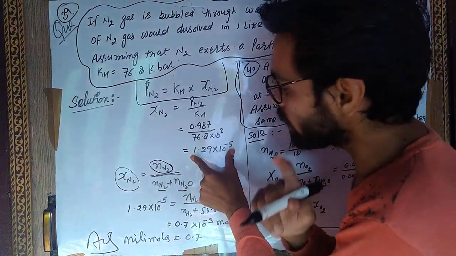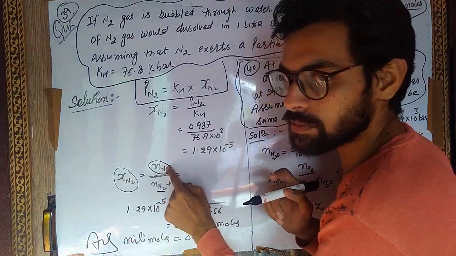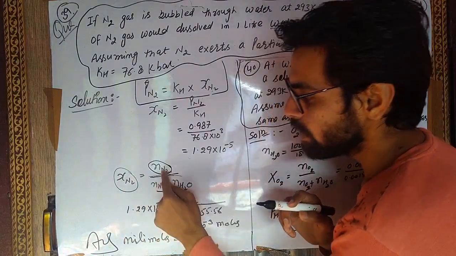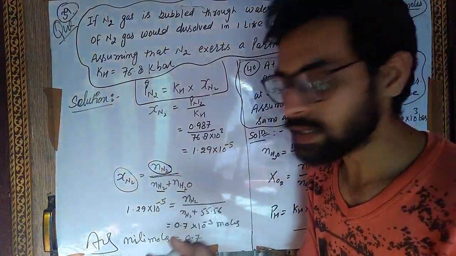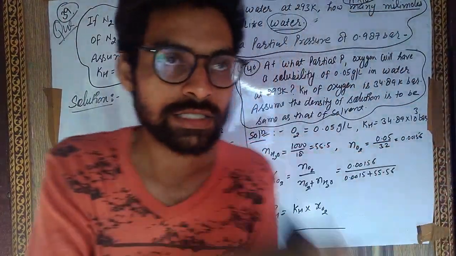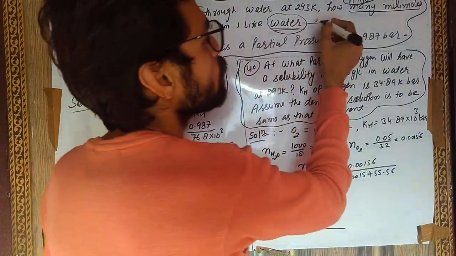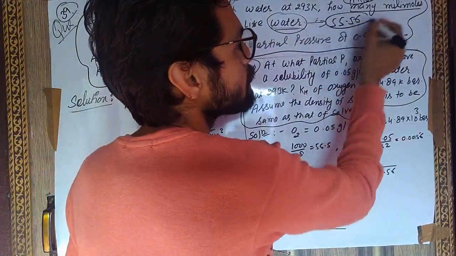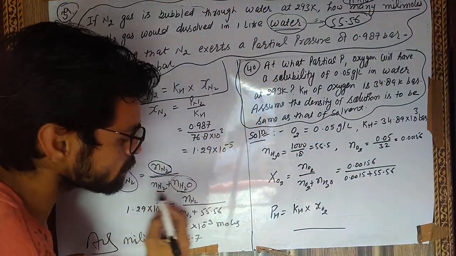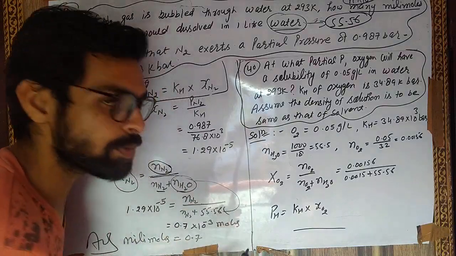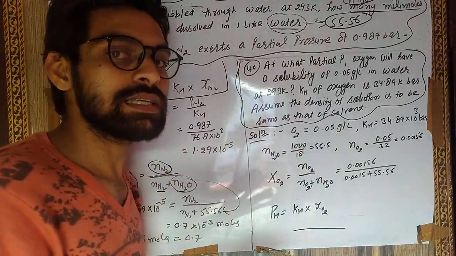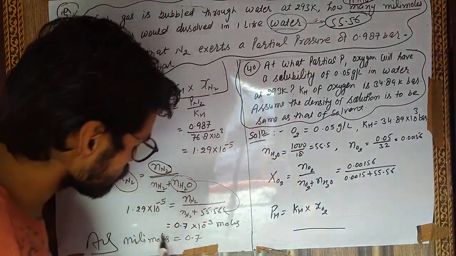Now the mole fraction of nitrogen is equal to moles of nitrogen divided by moles of total components. This value is given to you here, and the moles of nitrogen we have to find. Then what about water? Students, look here, water is 1 liter, and yesterday I told you that moles of water are 55.56. So in place of moles of water, you will put 55.56. It is always 55.56 if water is 1 liter. So the answer is this.